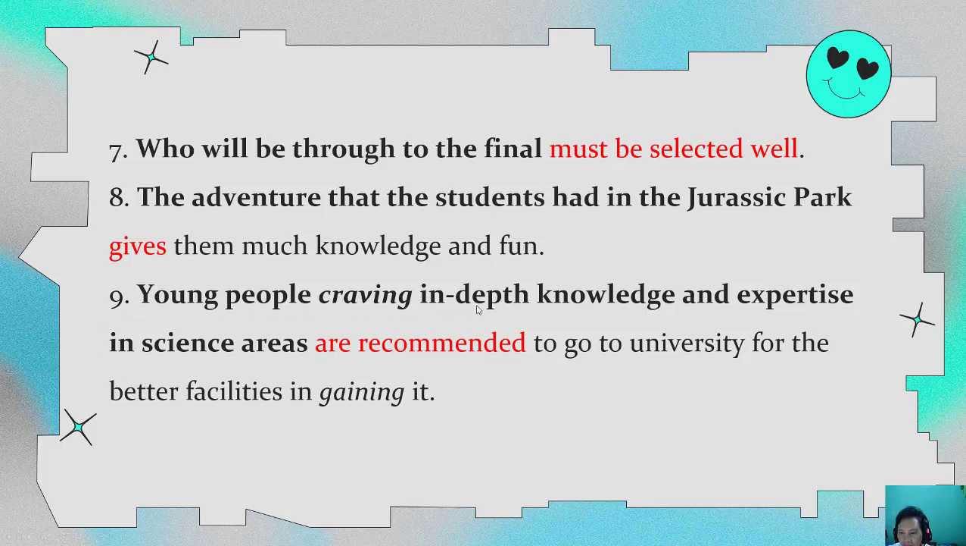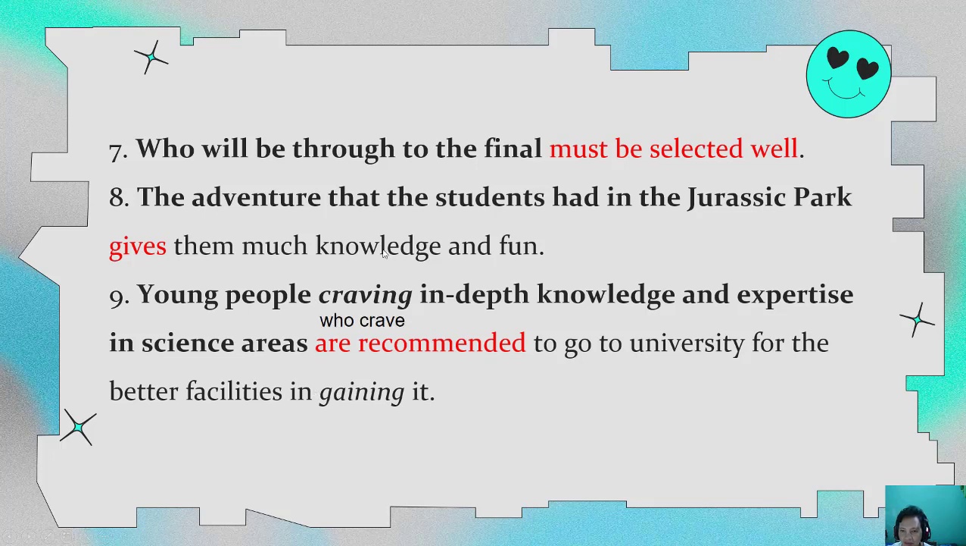Young people craving in-depth knowledge and expertise in science areas are recommended to go to university for the better facilities in gaining it. You have 1, 2, 3, 4 verbs. Craving, is it like a continuous sentence? No, because there is no to be here. This also, there is no to be here. So actually, this is the same as this one.